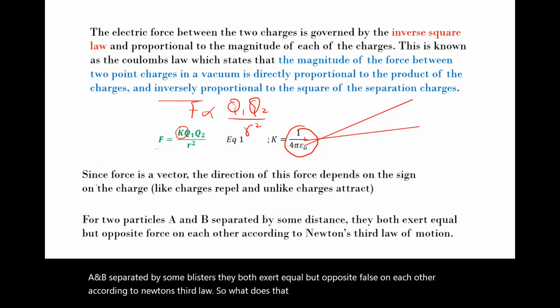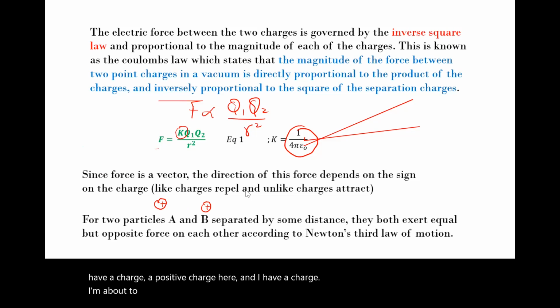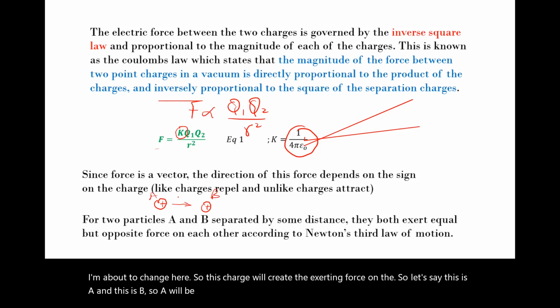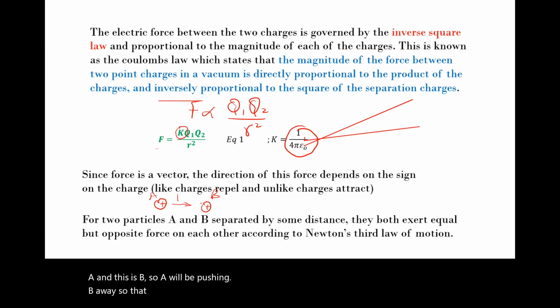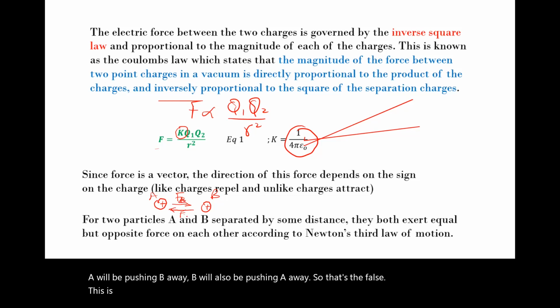If I have two charges, let's say a positive charge here and another charge here, this charge will exert a force on that one. Let's say this is A and this is B. A will be pushing B away, so that is the force that B will experience due to A. B will also be pushing A away. This is the force that B will experience due to A, and this is the force that A will experience due to B. If these charges are the same, the forces will be equal.